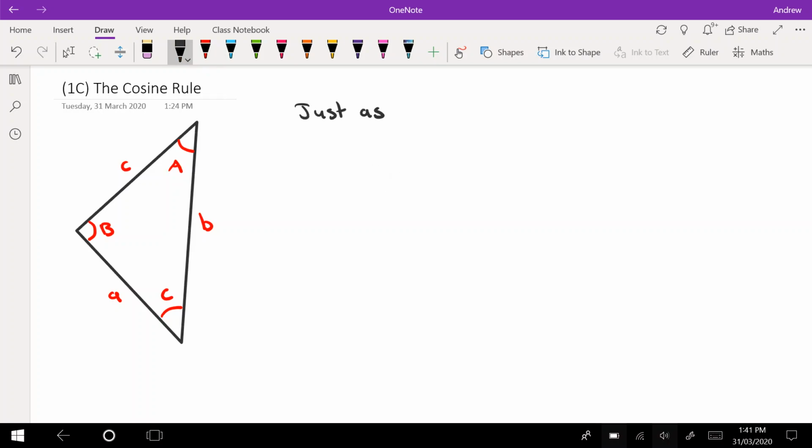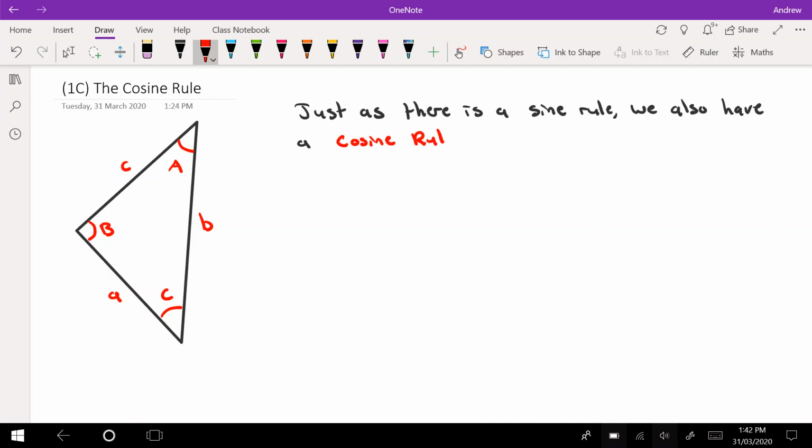Just as there is a sine rule, we also have a cosine rule. One is using the sine of an angle, one is using the cosine of an angle.